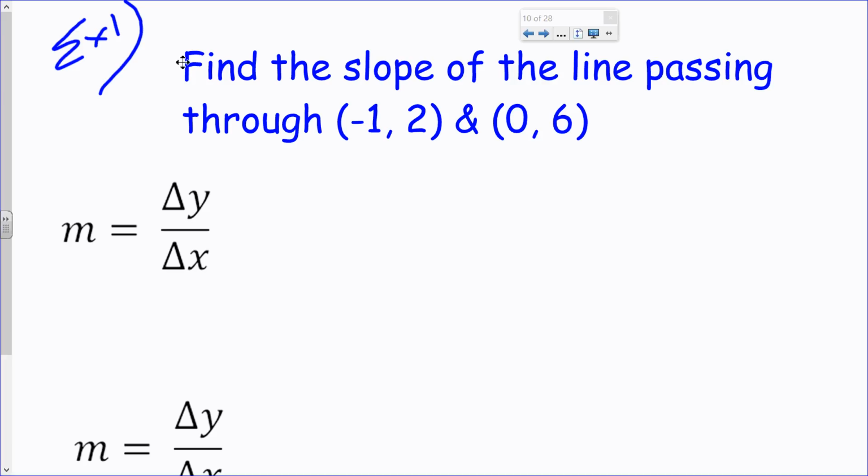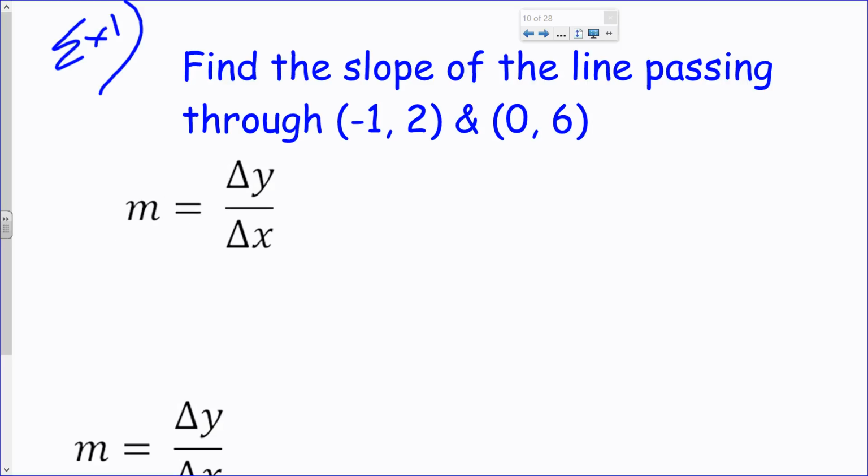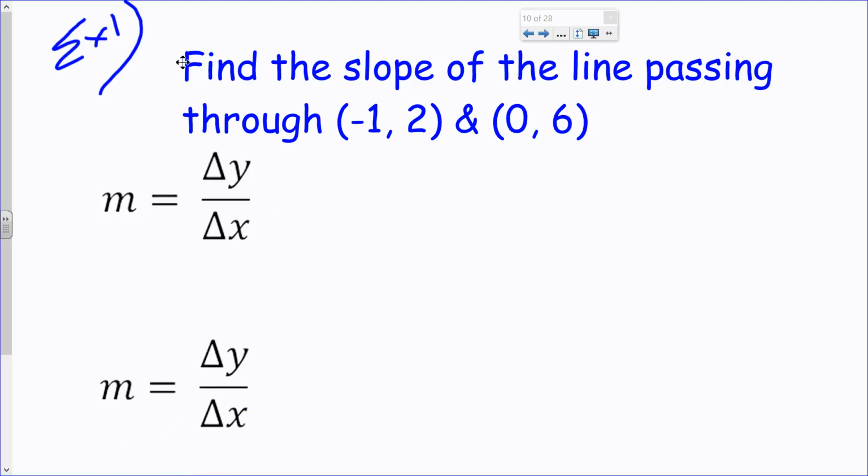Now what we could do is what Mr. Rodriguez did for warm-up. I can get my graph paper and actually plot negative 1, 2, and then plot 0, 6, and then figure out the vertical change over the horizontal change. We're not going to do that with this example. We're going to use the slope formula. Delta y, delta x.